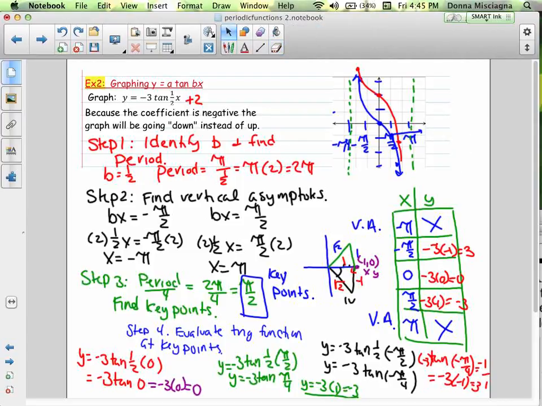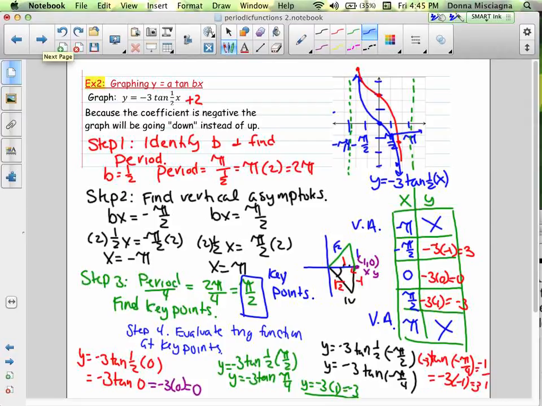So the blue graph here, I forgot about the shift, is y equals negative 3 tangent 1/2 x. The red graph is just shifted up 2. So literally, we would just take the values that are in the table there and add 2 to it. So it's going to be at 5, at 2, and at -1. Those are the values on the red graph.